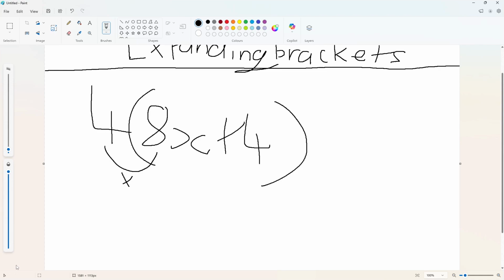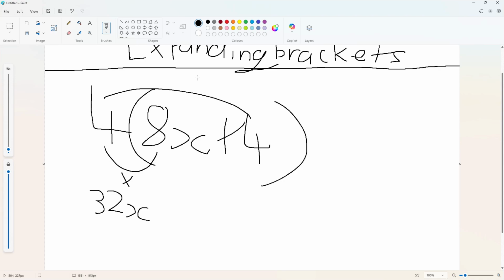So 4 times 8, which is 32. But since we have this x here, we need to remember to put that x behind it. So now that we've got that first term, we move on over to the second one.